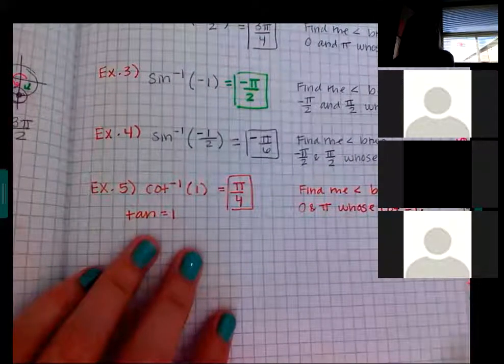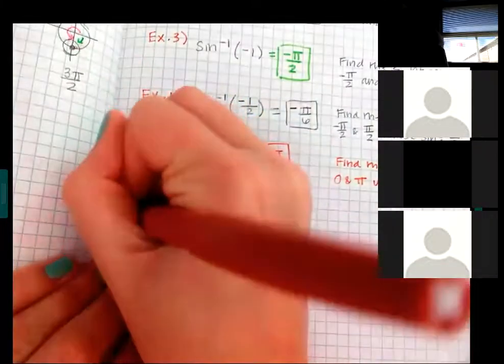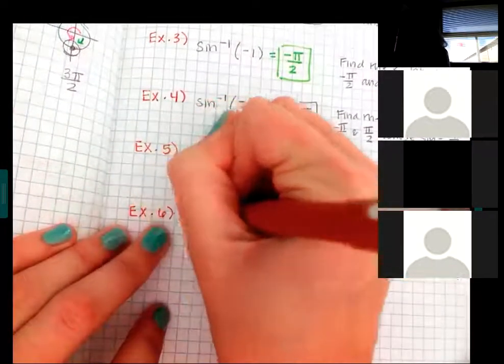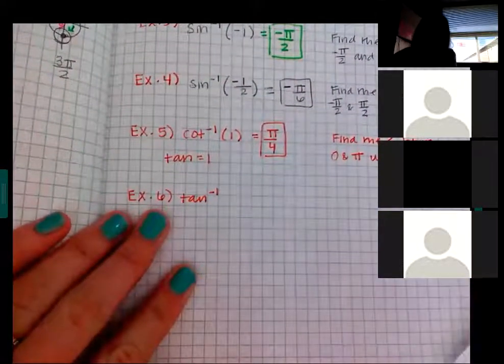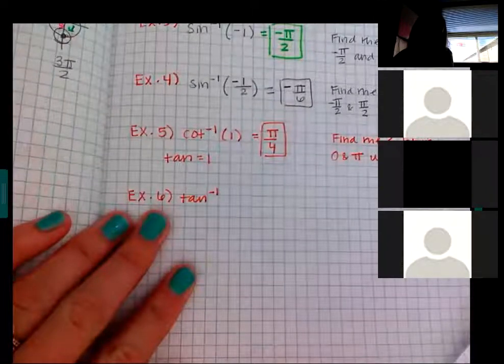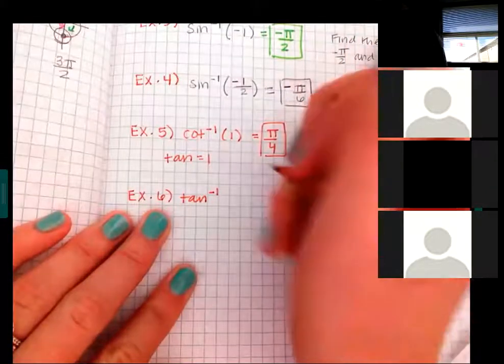Remember at pi over 4, it's just square root of 2 over 2, that's the x, and the y is square root of 2 over 2. So when you divide them, you should get 1. Okay, I'm gonna keep going. People at home, I feel like a broken record today, but if you have a question, please just ask me.